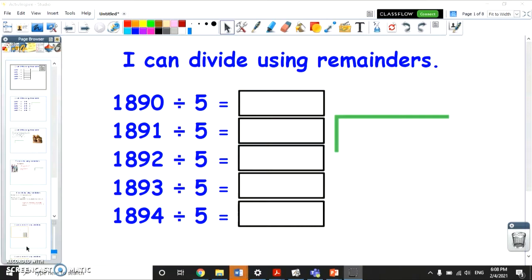But first of all, I'd like you to have a go at these warm-up questions. Think about what you need to calculate here and what you can continue to use a previous answer for to help you with. So pause it now and have a go at those questions.